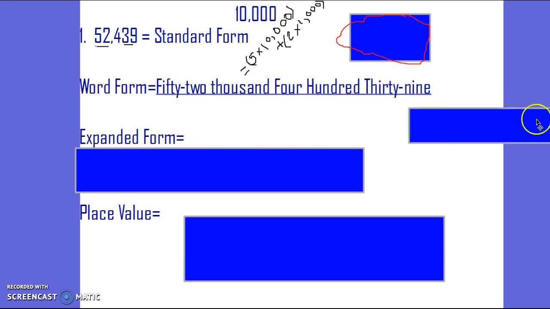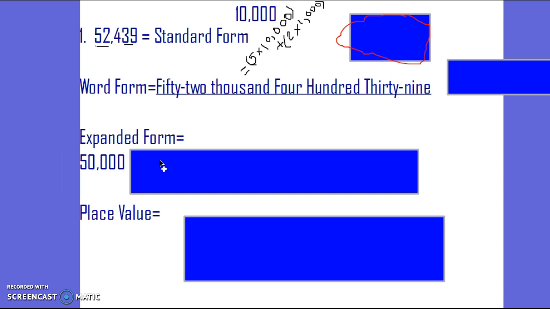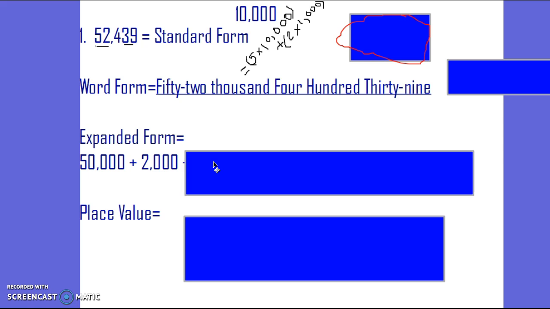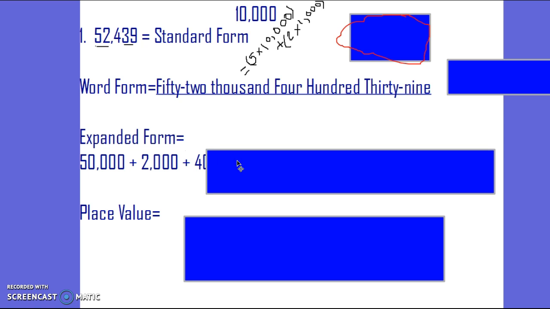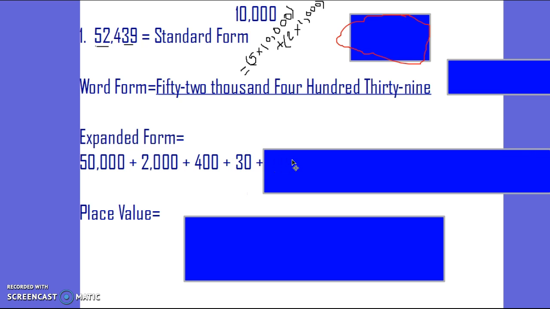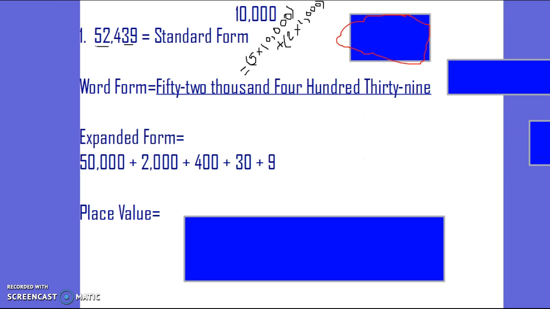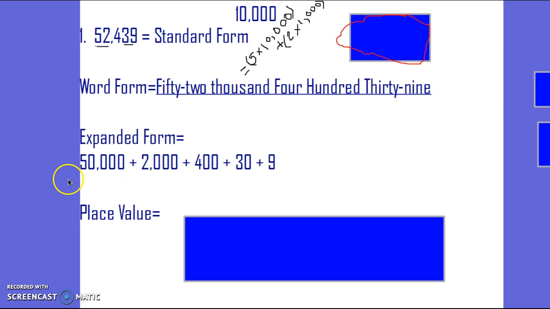The expanded form, let me move this guy out of the way. Expanded form is 50,000 plus 2,000 plus, how many hundreds? 4. Plus 400 plus 30 plus 9. So really the only place we've added, since our thousands are 4-digit numbers, is the 50,000 place. So make sure that you have the 50 comma and then 3 zeros. And then the rest of it you guys are really good at already.